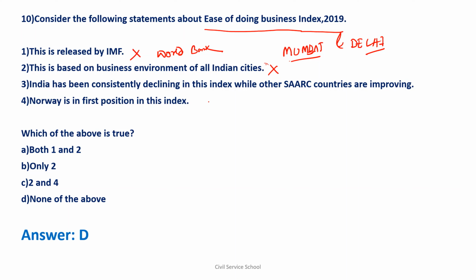India has been consistently declining in this index while other third countries are improving. That is not true. India has been consistently improving in this index. Norway is in first position in this index. That is not true. New Zealand is in first position in this index. Which of the above is true? So the answer will be none of the above. None of the above is true.